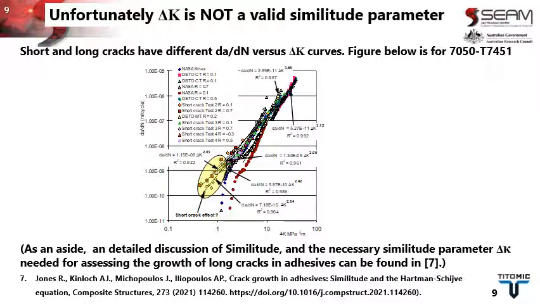The breakdown of similitude for conventionally manufactured materials is illustrated by the difference between the crack growth curves for short and long cracks. Remember, the small crack growth curve is the one that's needed for a durability analysis. You can see that in this slide. The small cracks, or the short crack growth curves, are basically straight lines, whereas the long crack curves have a sigmoidal shape. As an aside, a detailed discussion of the breakdown of similitude and the necessary similitude parameter for adhesives can be found in reference 7.